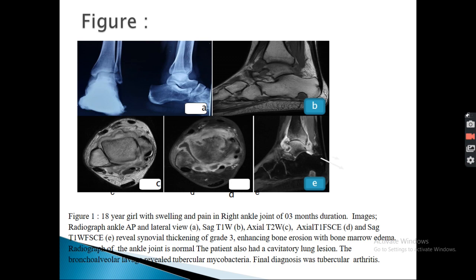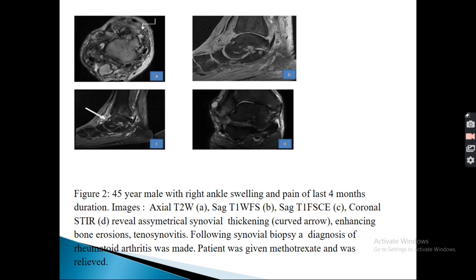Sagittal sections. These all reveal synovial thickening of grade 3, enhancing bone erosion with bone marrow edema. Radiograph of ankle is normal. The patient had a cavitary lung lesion and the bronchoalveolar lavage revealed tubercular mycobacteria. Final diagnosis was tubercular arthritis.